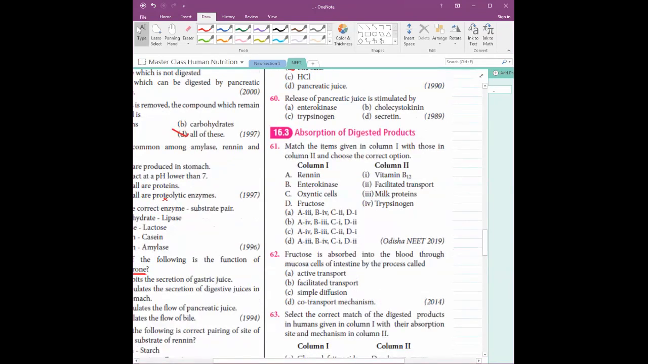Okay, release of pancreatic juice is stimulated by pancreatic juice, enterokinase, trypsinogen, secretin, and cholecystokinin. So, guys, what do you think? Who is it going to be? Now, there are actually two things which are right out over here. But what do you think, guys?